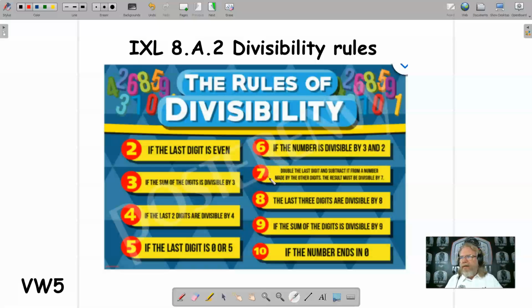Rule 7. What's the rule for 7? Usually I just tell students you need to check it. Just try to divide it by 7 and see if it'll work out. But this one's kind of crazy. You double the last digit and subtract it from the number made by the other digits. The result must be divisible by 7. So let's just pick a number.